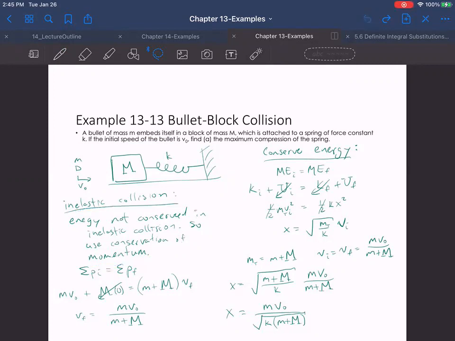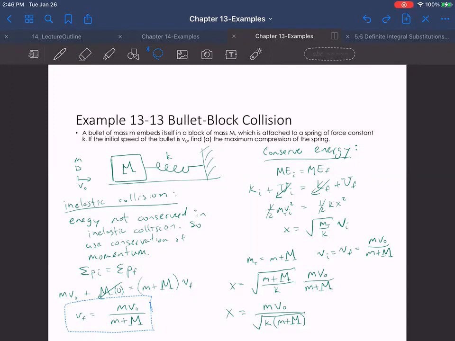So that's what I do here. Initial momentum equals final momentum. The bullet has an initial momentum. The block and mass does not. It's sitting there at a velocity of 0, so it cancels out. And then afterwards, they move as one, so they act like one mass, which is just their two masses added together, and their final velocity. If you rearrange this, do some algebra and solve it, you get that the final velocity immediately after the collision is mv naught over their total mass, little m plus big M.